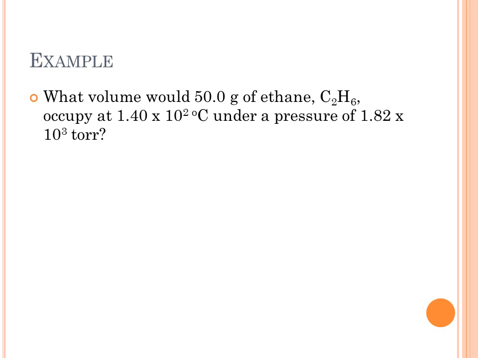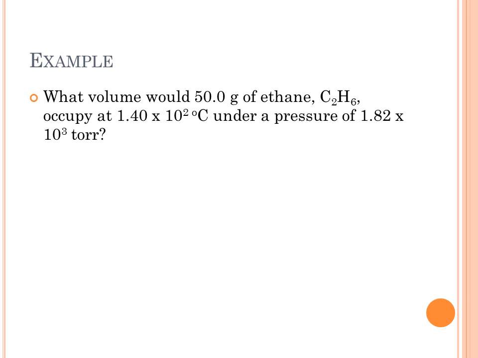So let's use the ideal gas law on a problem. What volume would 50 grams of ethane, C2H6, occupy at 140 degrees Celsius at a pressure of 1820 torr? Now remember, if we're going to use that value for R that we originally derived, the pressure is going to have to be in atm and the volume is going to have to be in liters. So the volume we solve for should be in liters.